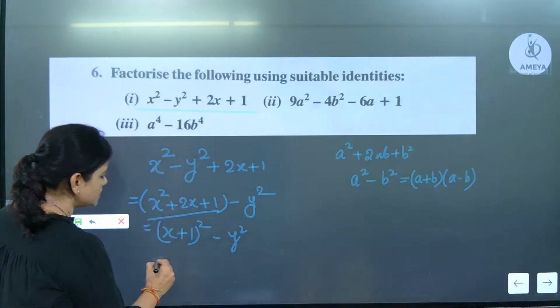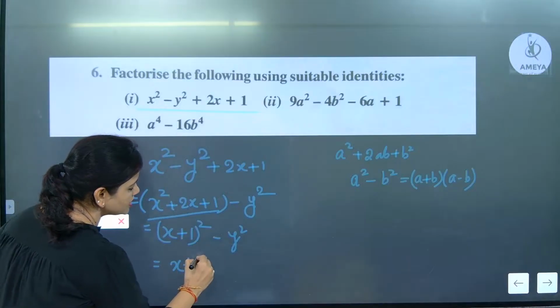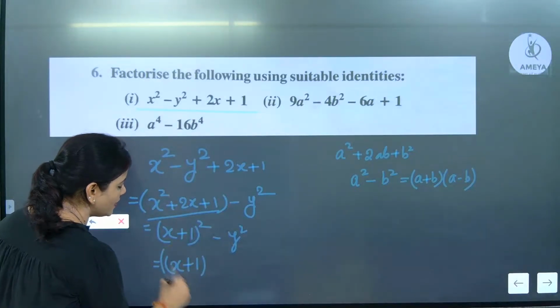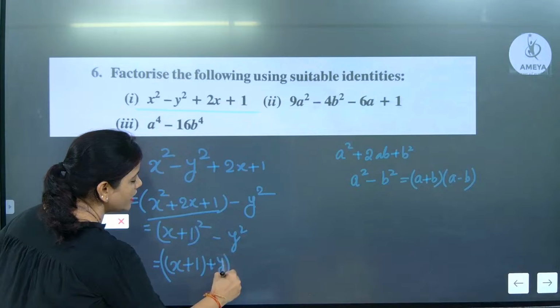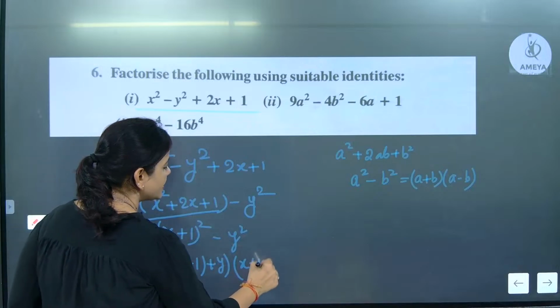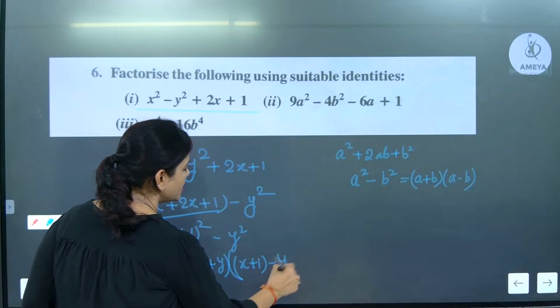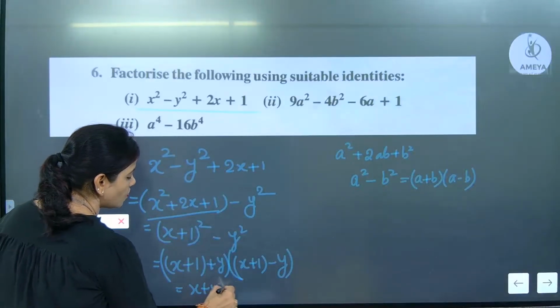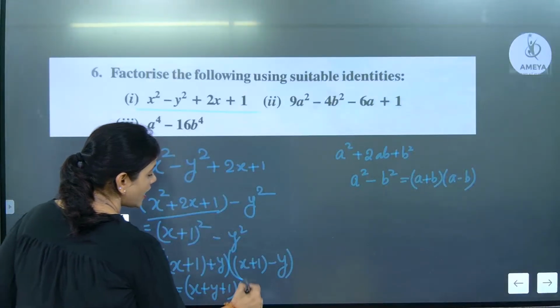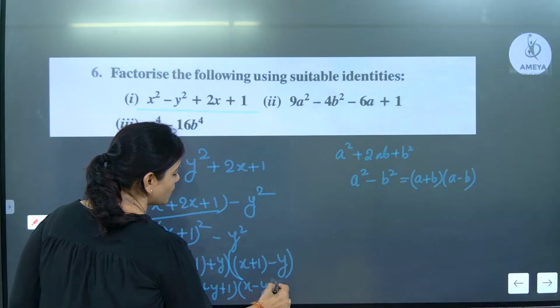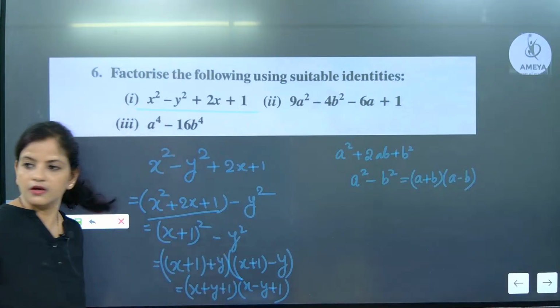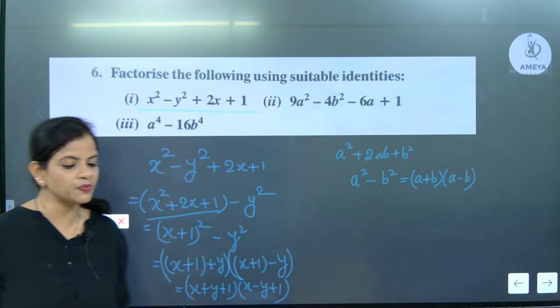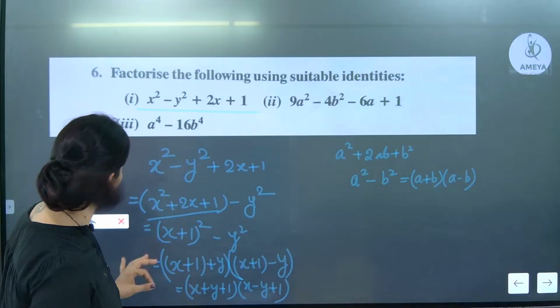So here this part will become x plus 1 plus y, and one time it will become x plus 1 minus y. So overall the answer will come x plus y plus 1 and here x minus y plus 1. Did you get it? Now again I am explaining what actually you have to do here.